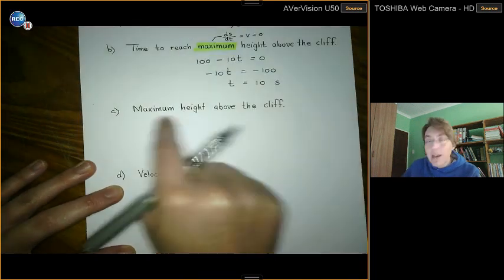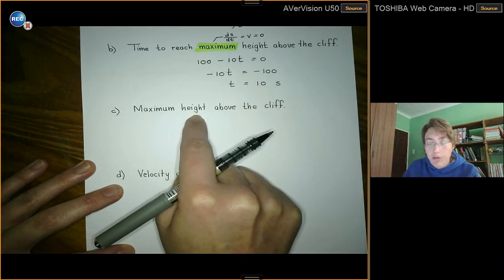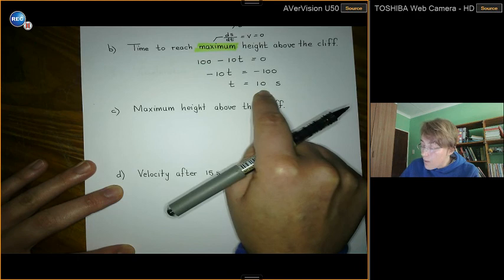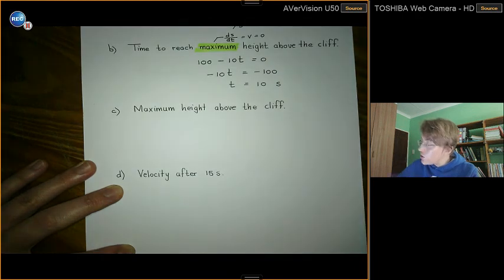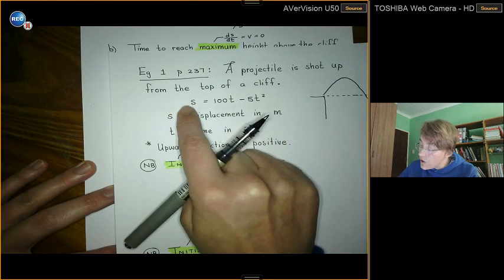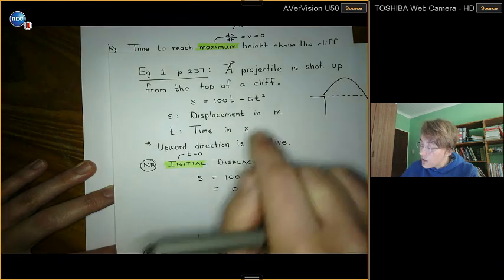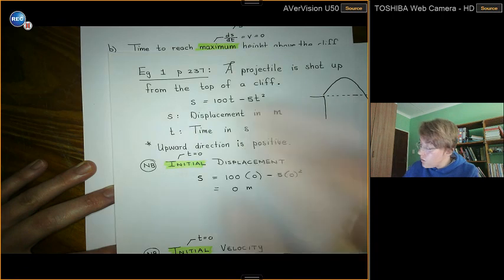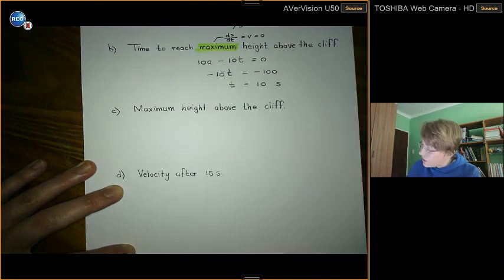Now they ask, what is that maximum height above the cliff? And that should be pretty obvious. If after 10 seconds we reach the maximum height, we substitute it back into the original equation, because the original equation is what gives me the displacement above the cliff. So I always have to substitute back into the original there.